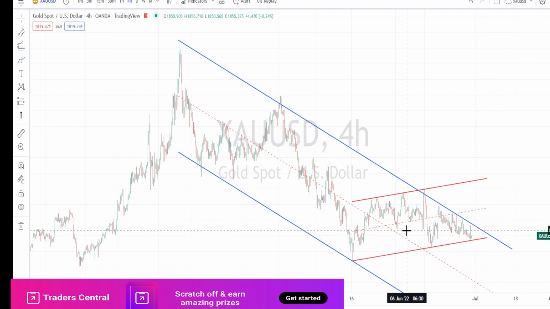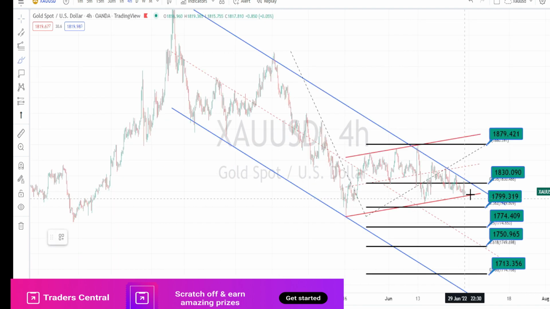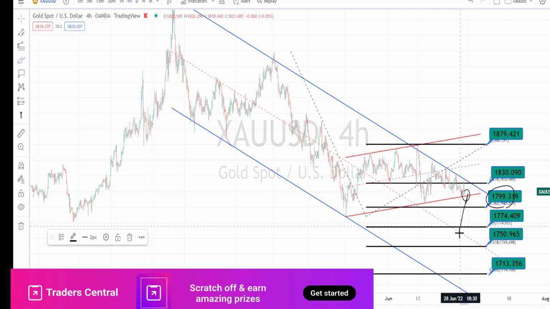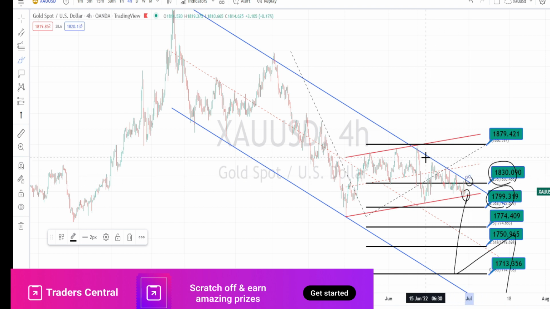And when we look at the current support and resistance levels for 4 hours time frame, if the price action breaks this support line or the trend line, next level of support is going to be around 1799, and also it will be the confirmation on the continuation of the bearish trend. And if the price action breaks the resistance level of 1830, it will also be breaking the resistance line from the bearish channel pattern, and it will be the continuation of the bullish trend.